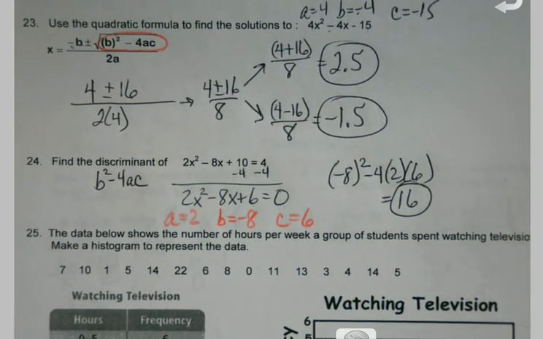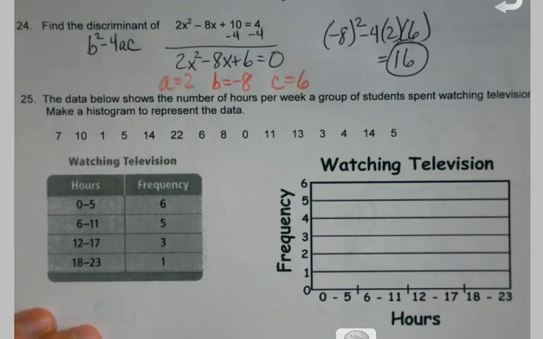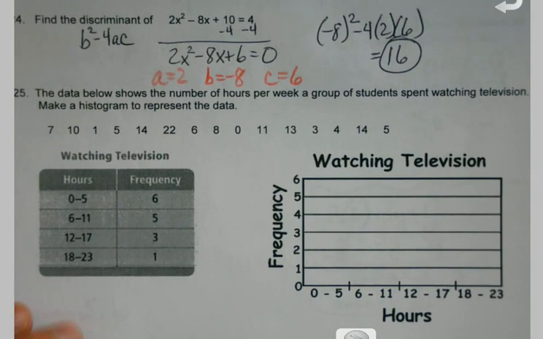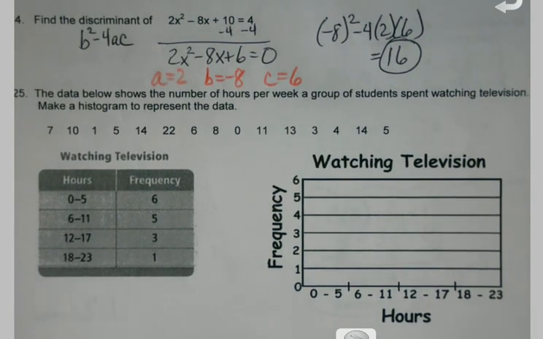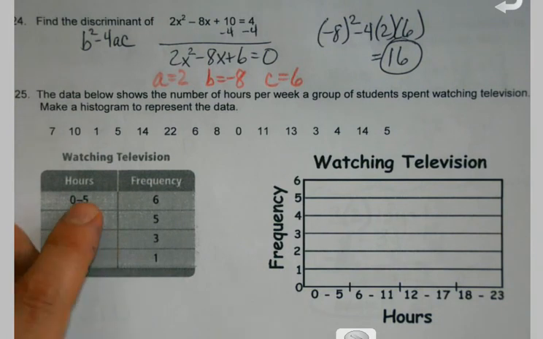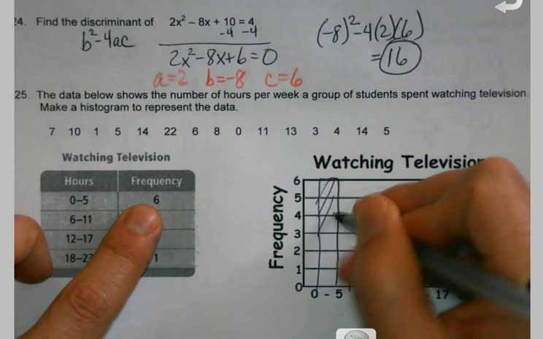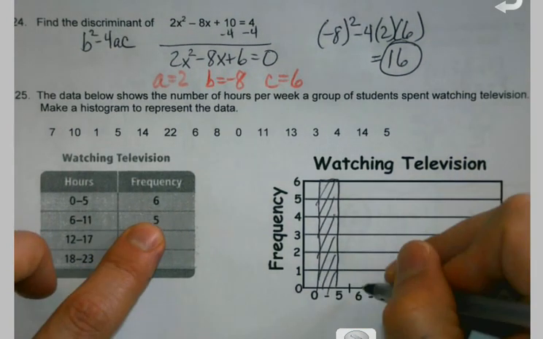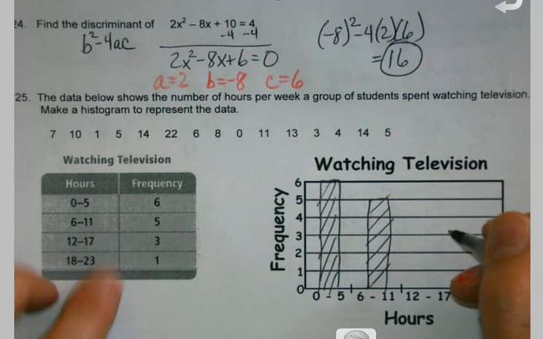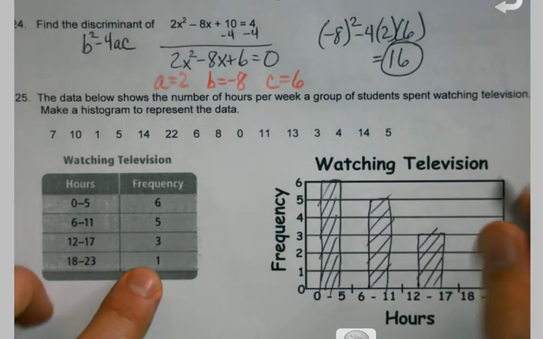And finally, oh, back to the data. All right, histogram. The data below shows the number of hours per week a group of students spent watching television. Make a histogram to represent the data. Okay, they're even nice and make this for me. I don't have to worry about it. It's from 0 to 5. My frequency is 6. I'm basically just making bars that represent the lengths of each of these.